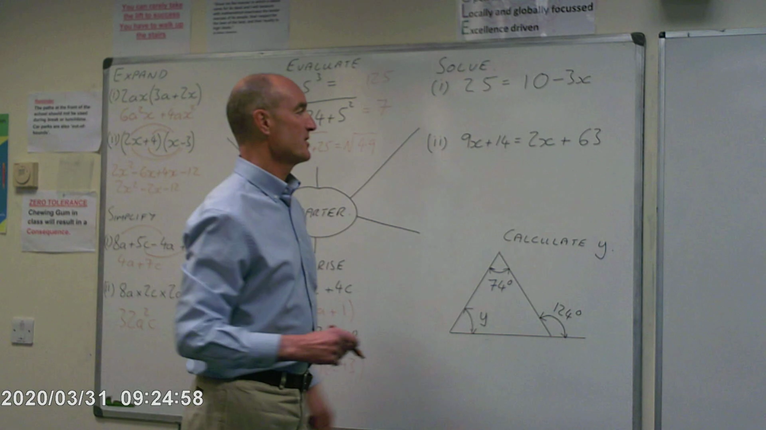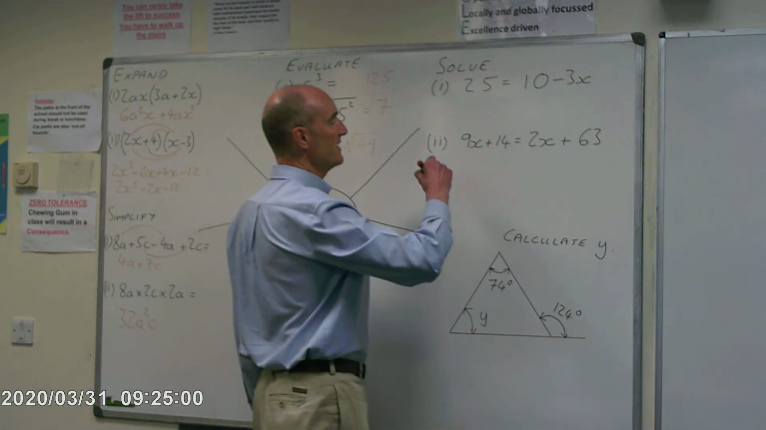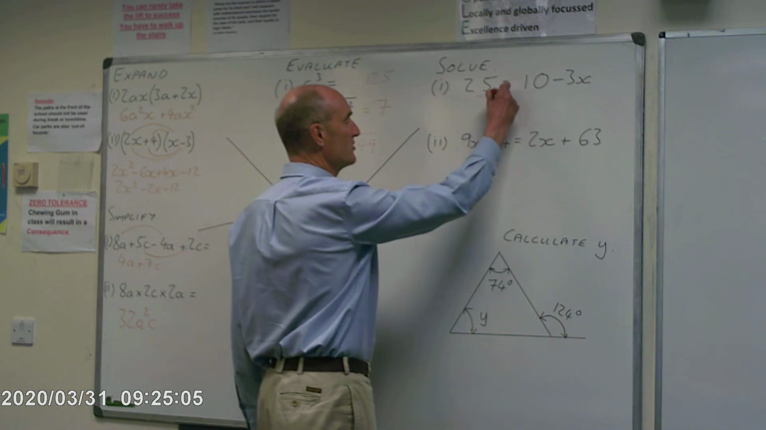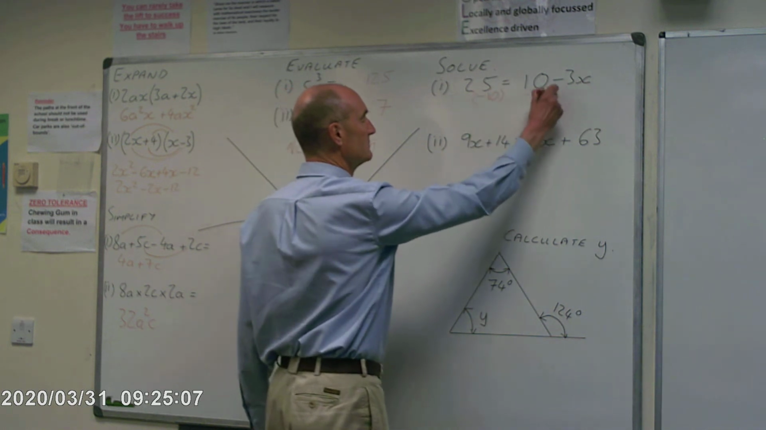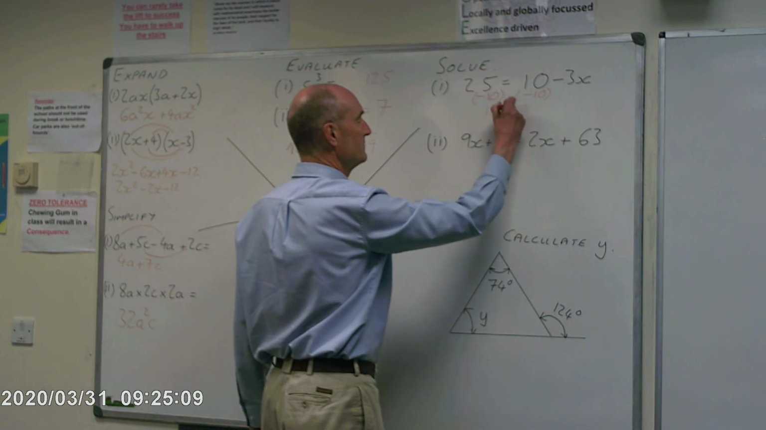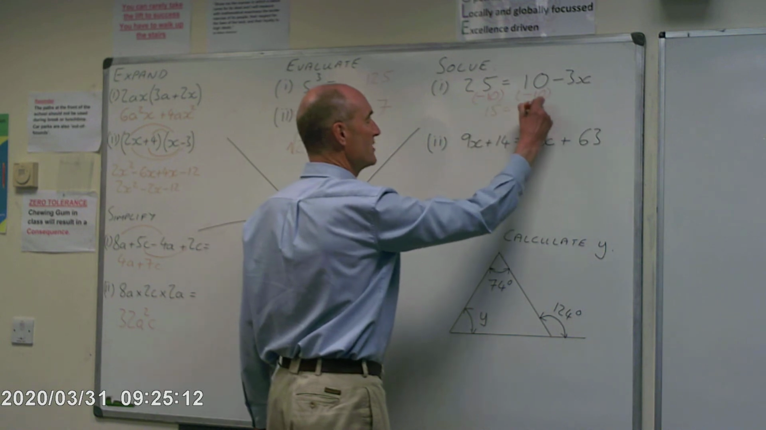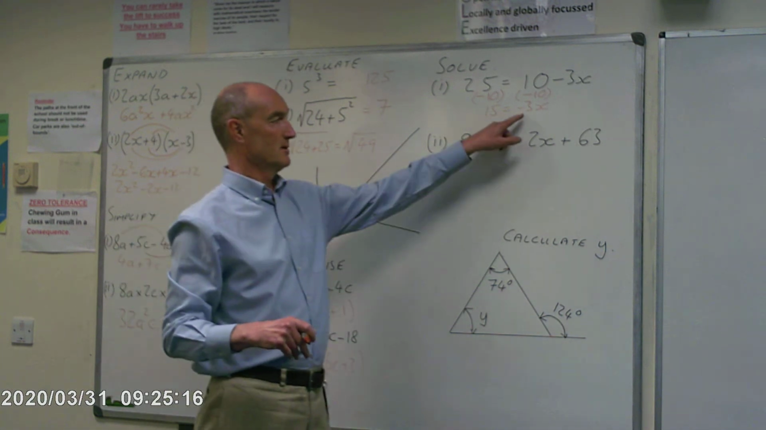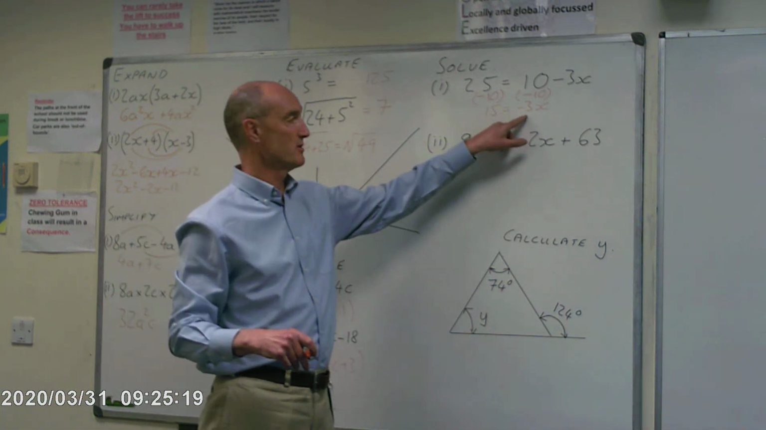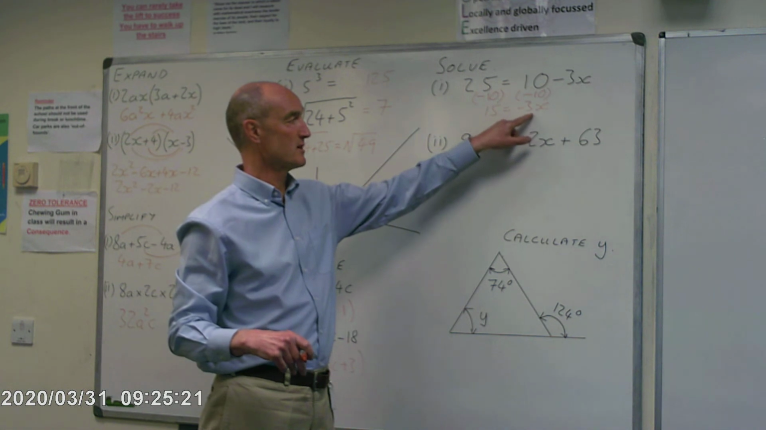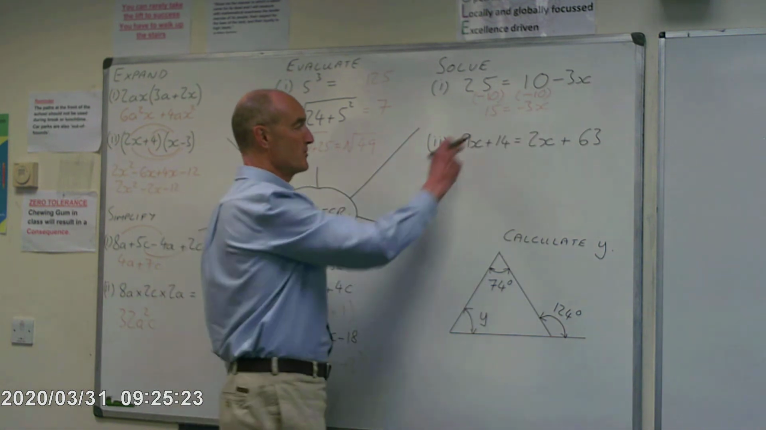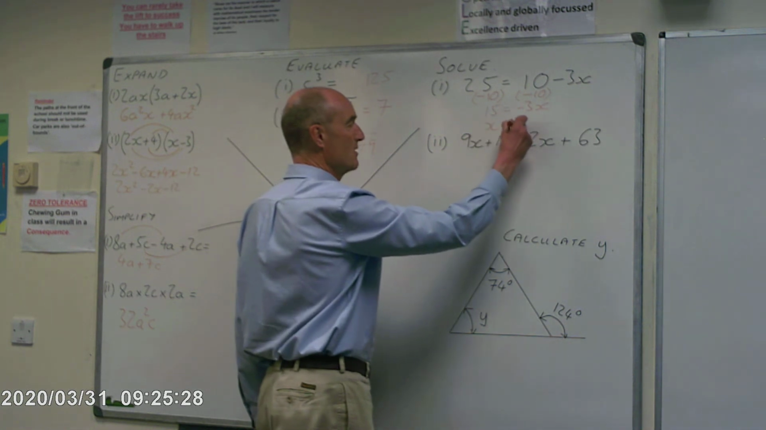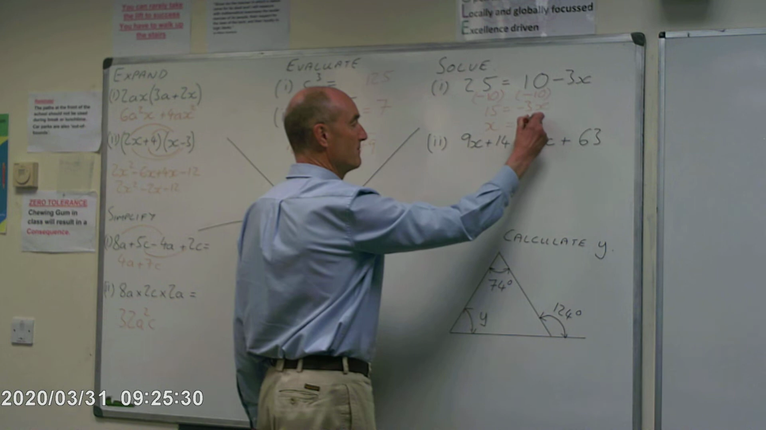25 equals 10 minus 3x. Okay, we've got to get the x on its own. Subtract 10 from each side. 15 equals minus 3x. Now, it's not a case of just dividing both sides by 3, because we'd still have a minus x here. We've got to divide both sides by minus 3, so x equals minus 5.